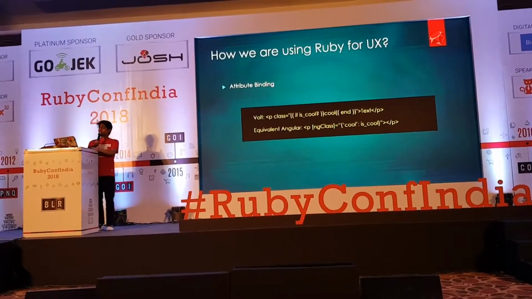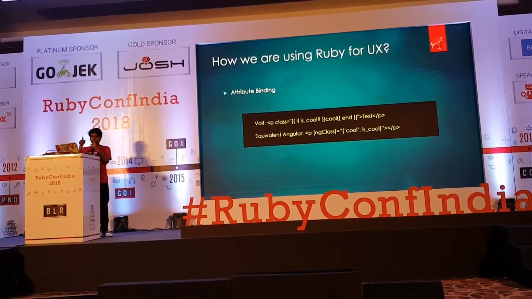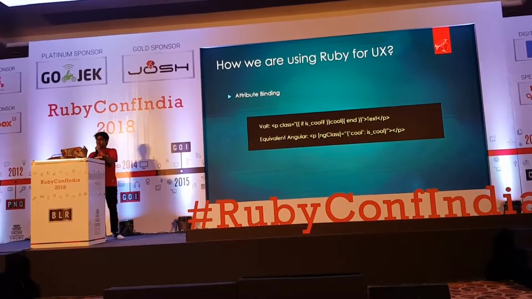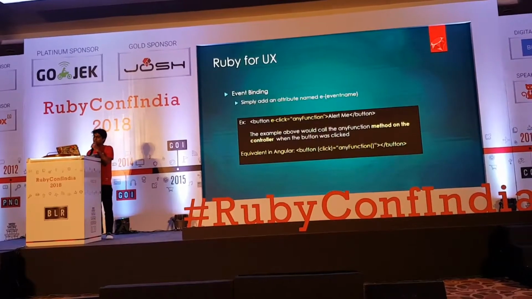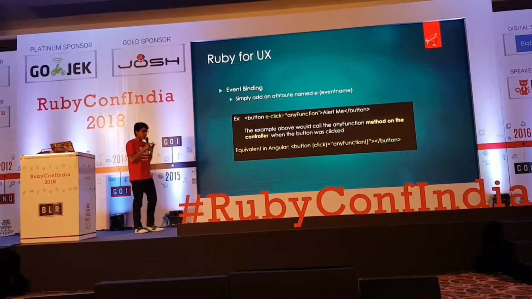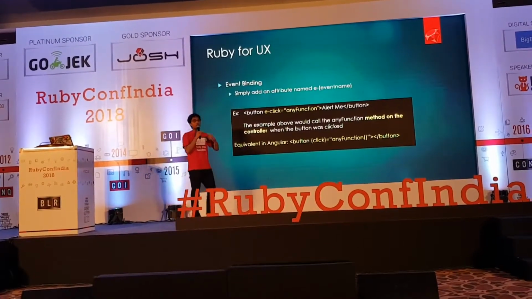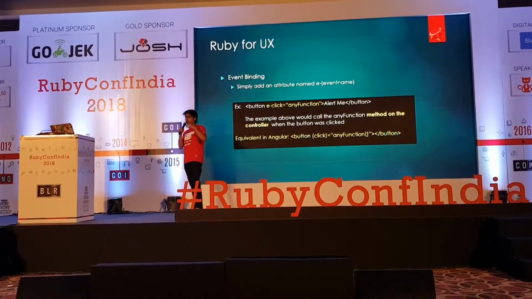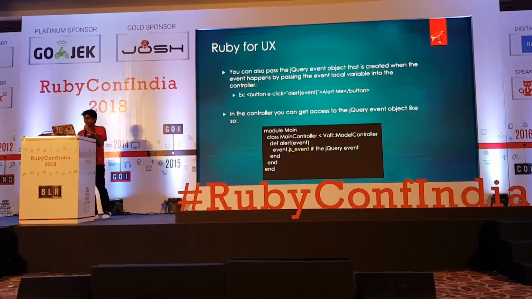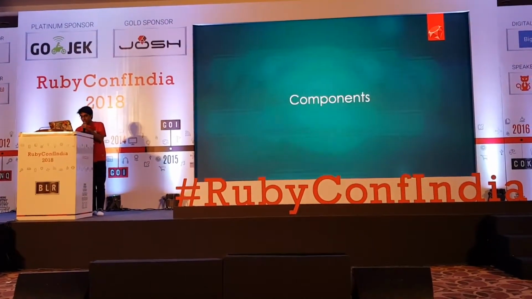You can compare this with Rails, in which we write the less-than sign, equals, percentage sign. This is quite easy. Ruby for the UX. Event binding: not only attribute binding, but event binding too. Events such as click, mouse down, key up. All these events, you can handle in pure Ruby. Okay, we are out of time for Ruby for the UX.